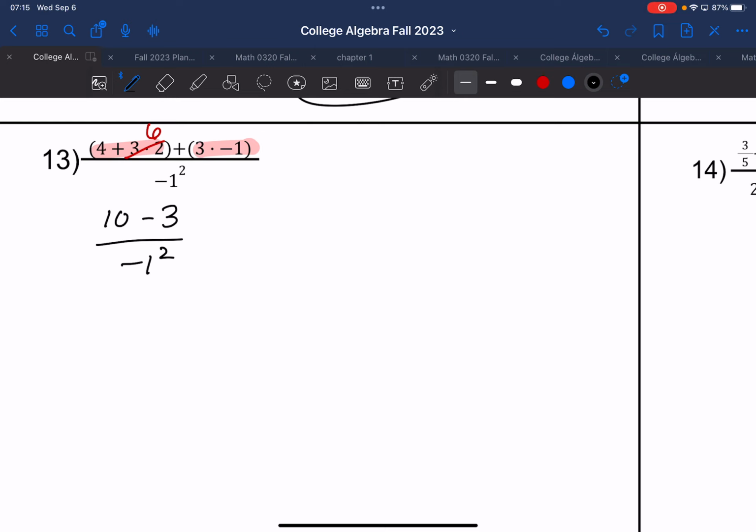Now let's look at our denominator. What would we be doing in the denominator? The exponent. Would we be doing negative 1 squared or 1 squared? 1 squared. Because that negative 1 is not in parentheses, this square only goes to that 1. So we would have 10 minus 3 over negative 1. Simplifying the top, what do we have? 7 over negative 1, which we could write as what? Negative 7.